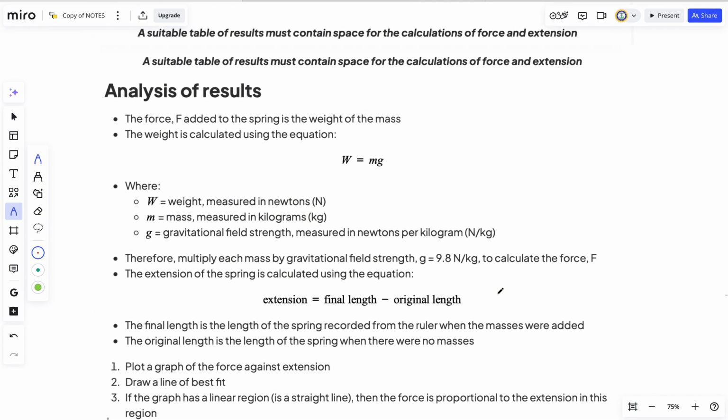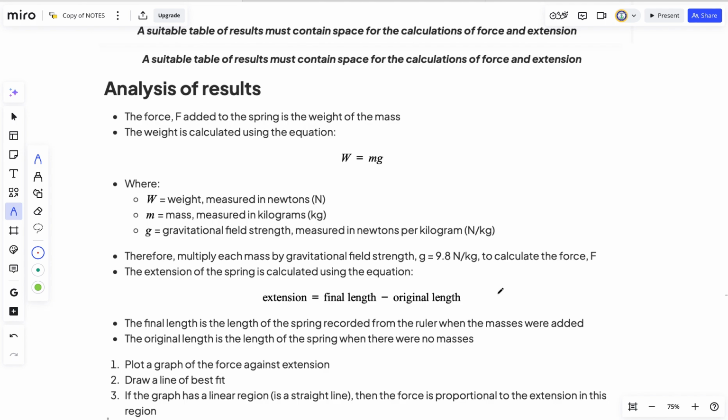Now you get to the result analysis. You do an analysis of the result. Here, you only play with the formula. You say the weight equals mass times gravity. Weight equals mass times gravity.